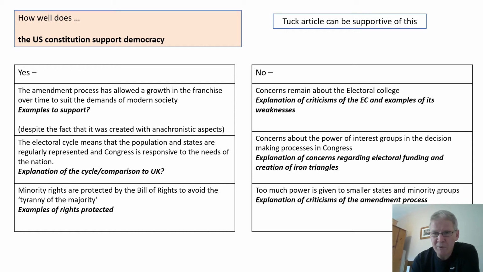The third threat to democracy, I guess, is to say that actually there's too much power given to smaller states and minority groups in the United States, stopping national priorities being moved forward. So you could look at the amendment process and discuss the fact that it allows a minority of states to stop progress that way. So as you can see, there are arguments for and against in regards to the support of democracy, but I would certainly be looking at the Tuck article to help you with this.